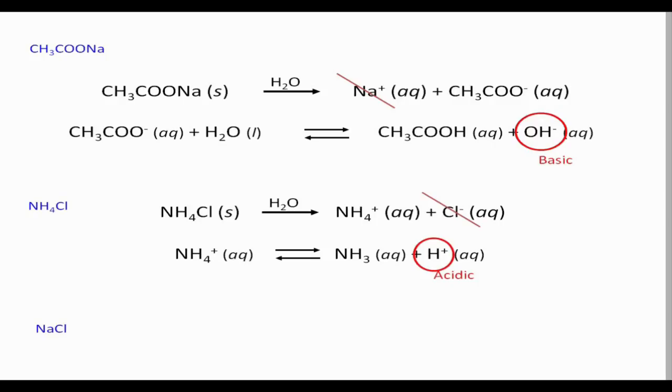Finally, sodium chloride. I know you know it's a salt. Dissociates, breaks up into cations and anions. Sodium's in group 1. That has no acid-base properties. Chloride, the conjugate base of a strong acid, no acid-base properties. The sodium doesn't do anything. The chloride doesn't do anything. That solution must be neutral.